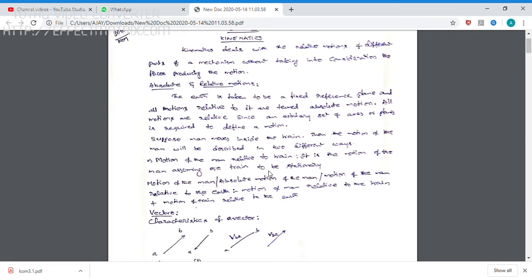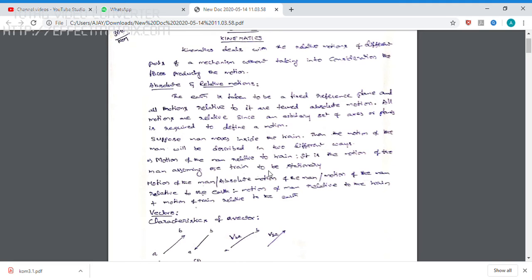That's why with respect to the train I am defining. That's why I will consider the train as a fixed element. You understand my point? So with respect to the fixed element, that is the train, I will define the relative motion of the man with respect to the train. Simply we call that one.